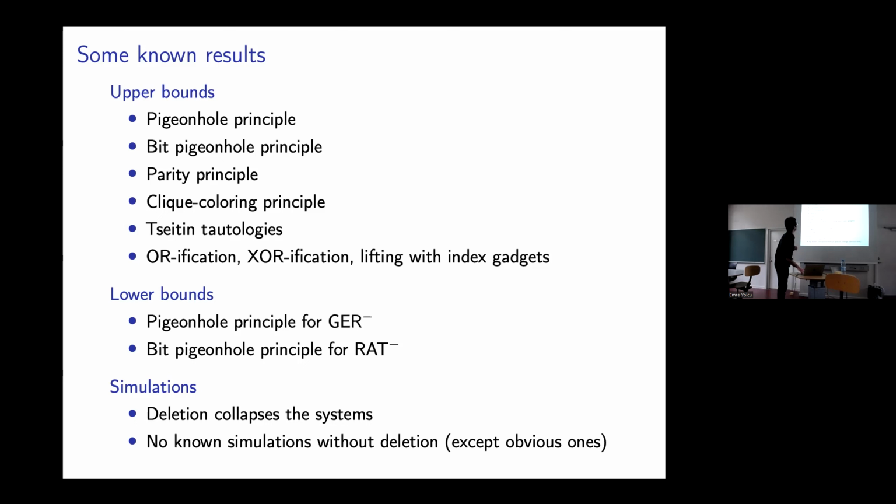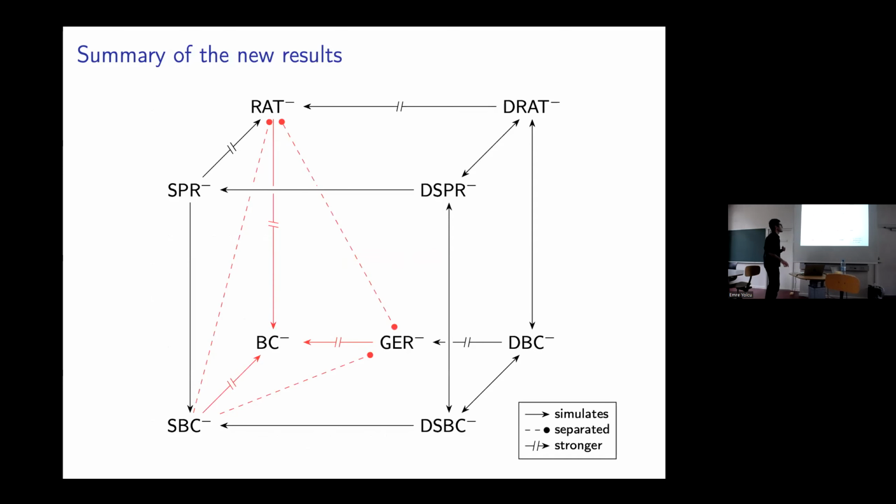So, what are the new results? This is my summary of the new results. The red ones are new, and let me explain what I mean by the arrow. First of all, the proof systems here are laid out suggestively, so I tried to make a cube out of the systems. You have 3 axes.